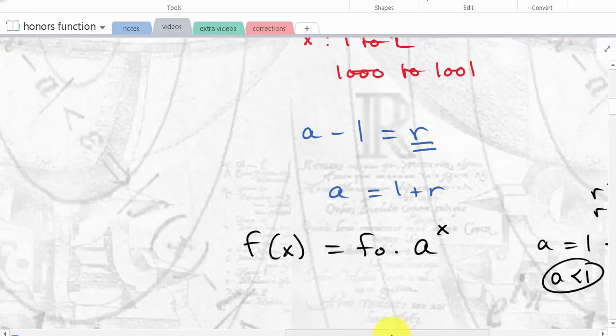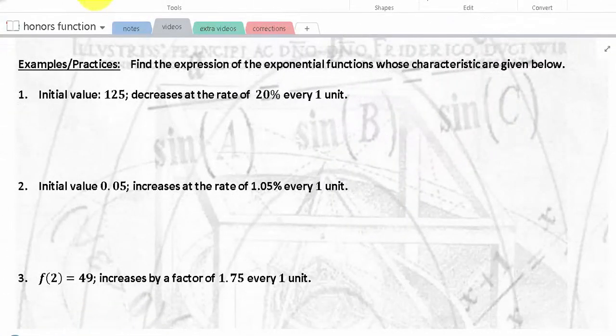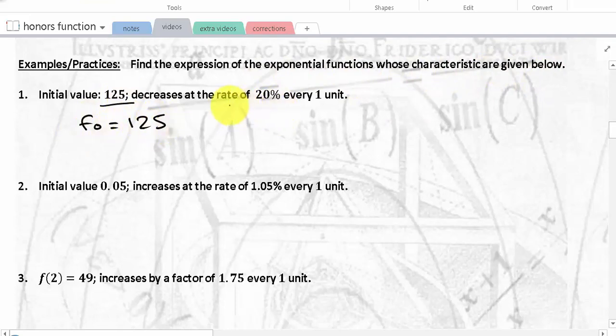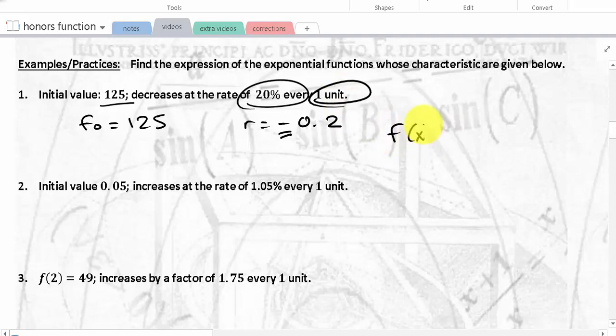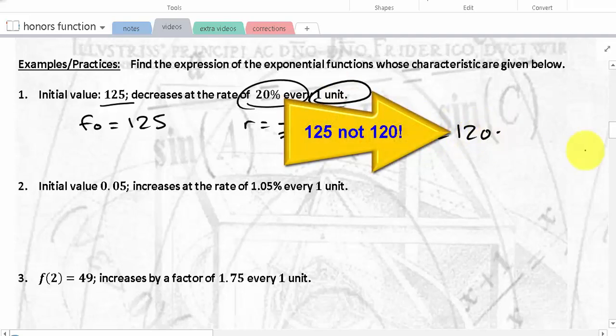Let's go over the first example right now. Find the expression of the exponential function whose characteristics are given below. Here's the initial value, f0 equals 125, and it decreases at the rate of 20%. So r is negative 0.2, a 20% decrease, every 1 unit. That's really important, every 1 unit. And so what's the function? f of x is equal to 125 times 0.8 to the x.